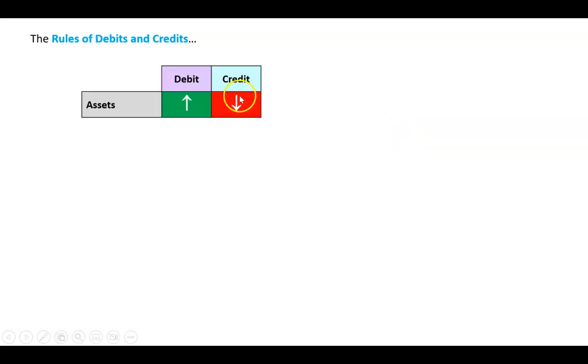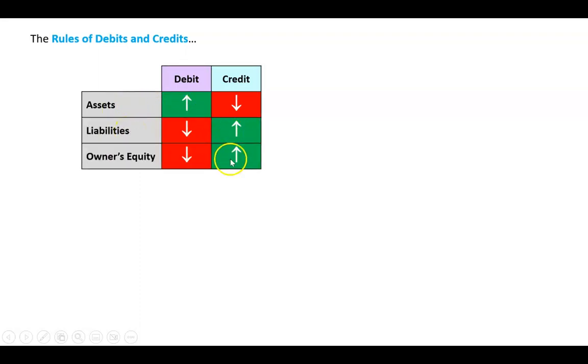So the way I'm going to do it is on the left-hand side here. I'm going to do assets first, go up on the debit side, equals liabilities and owner's equity, so they go up on the credit side. And the reason is because we know from the accounting equation, assets must always equal liabilities plus owner's equity.